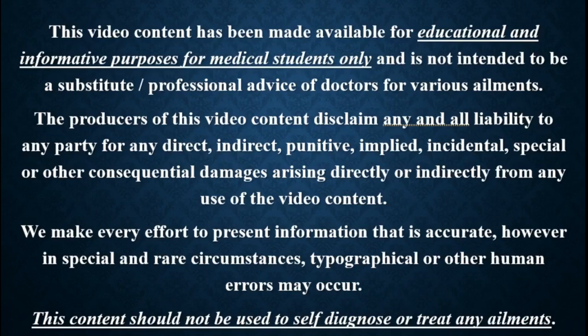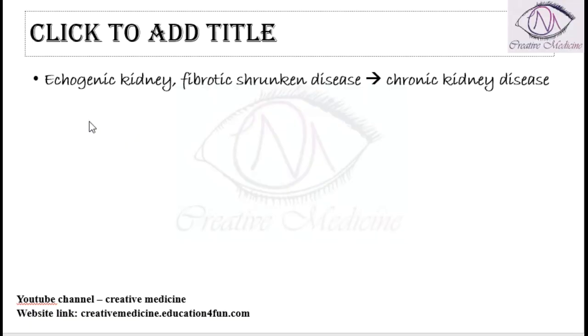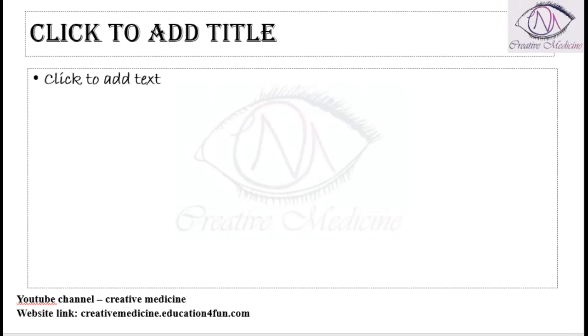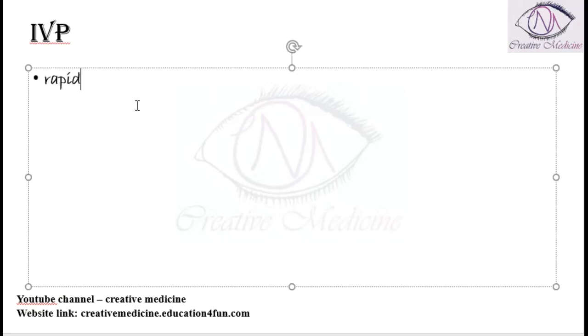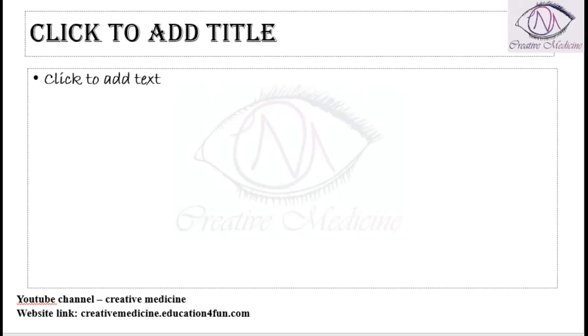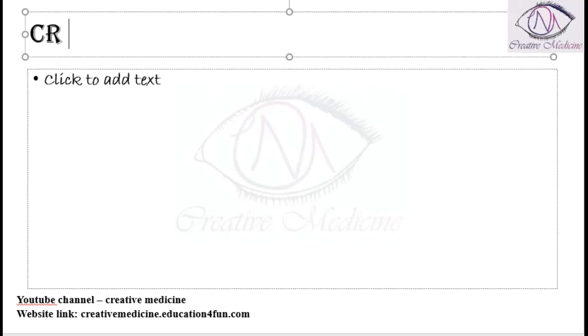In this lecture, we will learn about intravenous pyelography. Intravenous pyelography, we can do rapid sequence intravenous pyelogram, which is done mainly for renal artery stenosis. Then you can also do CT urography.